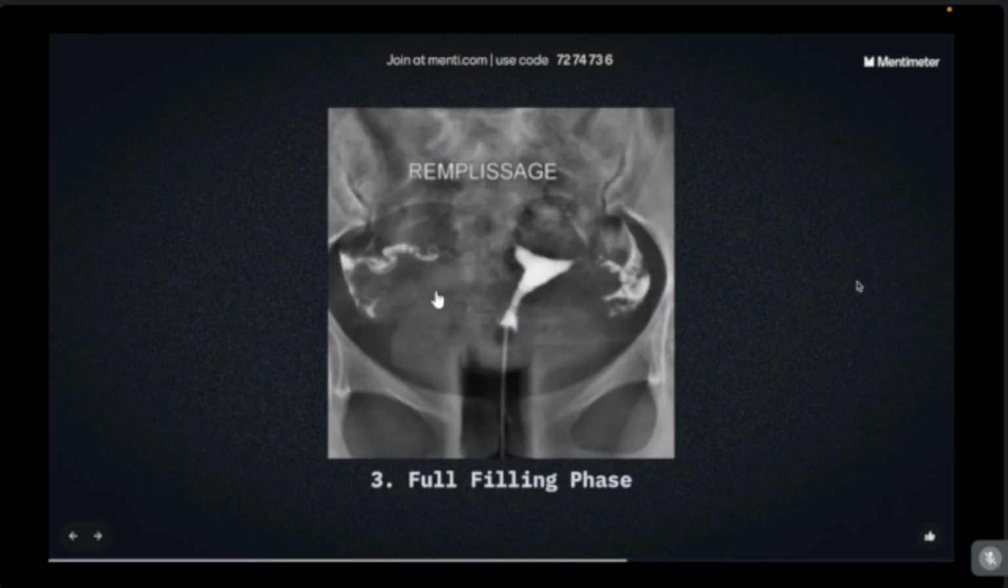And then we have the third phase. It's called the full filling phase. They inject more contrast and it leads to the full filling image. This phase shows the uterine cavity, fallopian tubes, and peritoneal spillage of the contrast. So here you can see the trajectory of the contrast, and there it's the spilling into the peritoneal cavity.